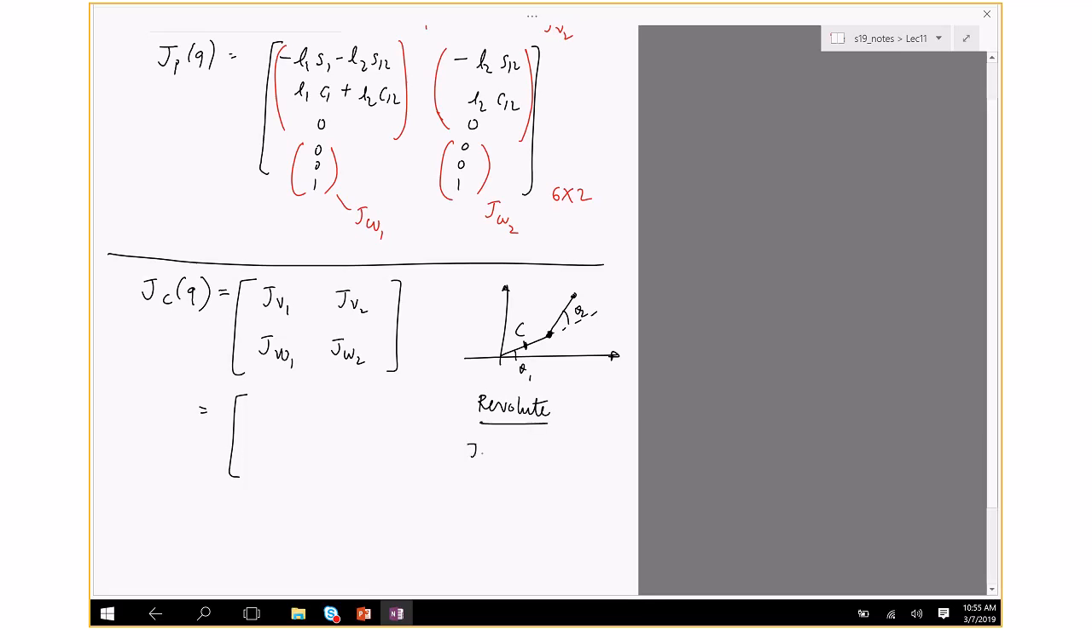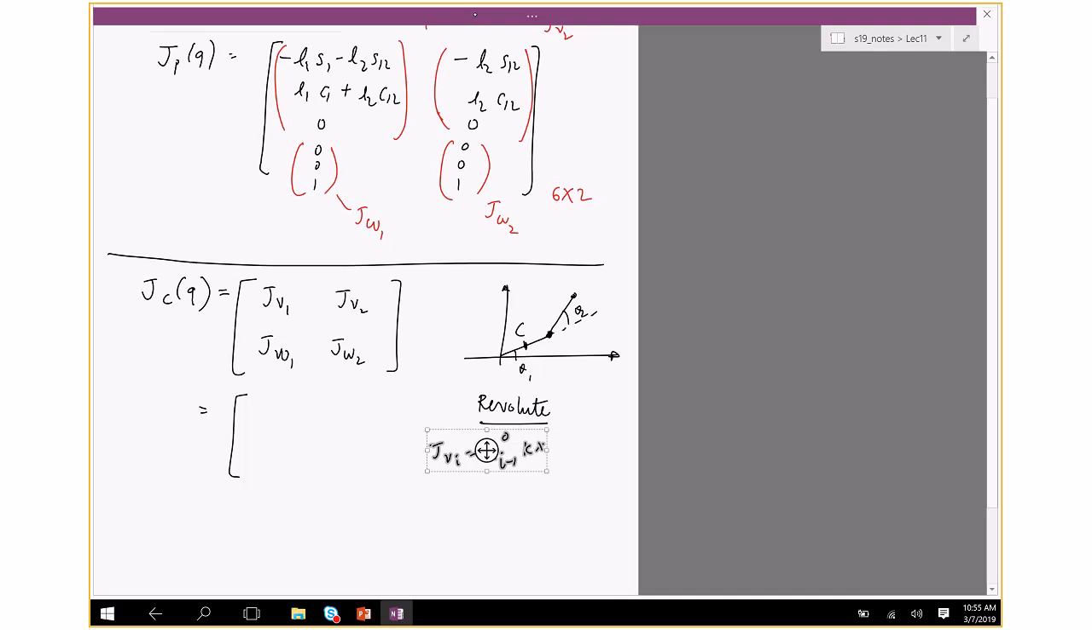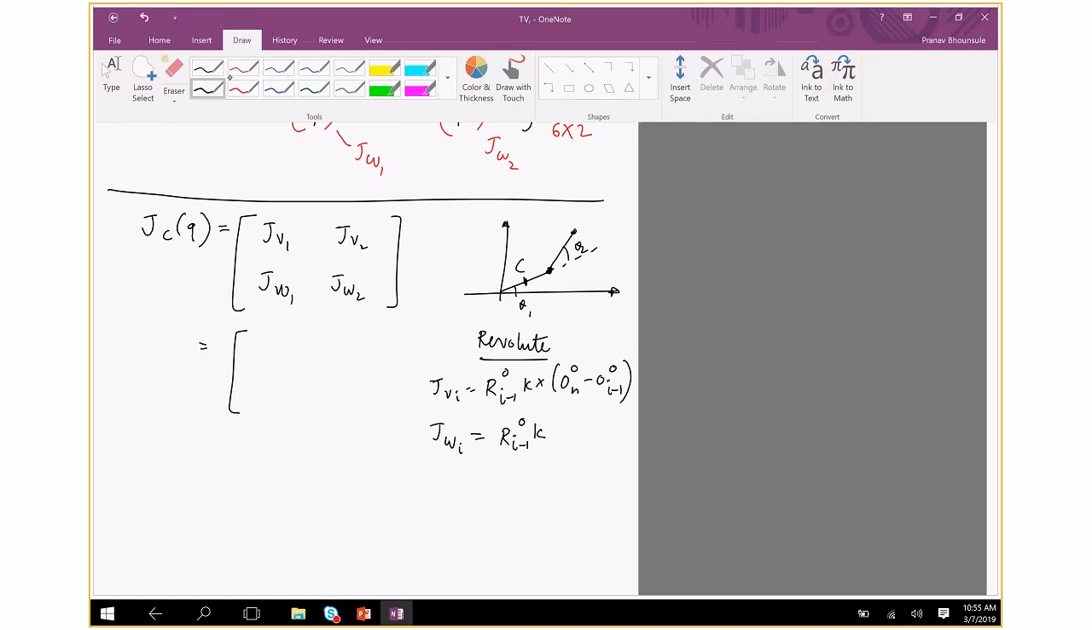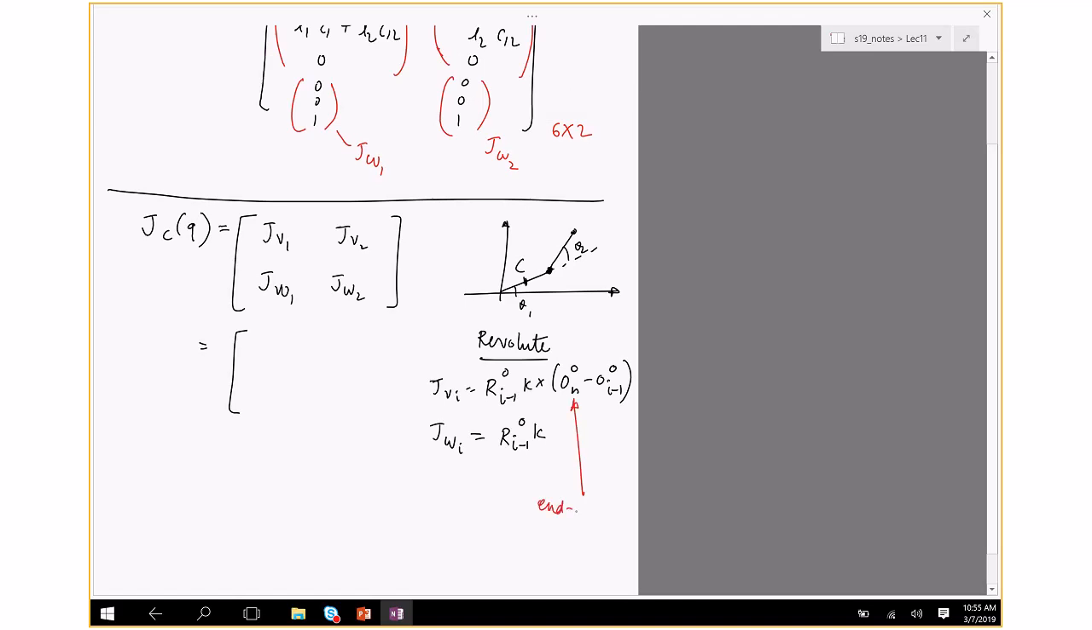For a revolute joint, we've seen that JVi is R i minus 1, 0, K crossed with O n 0 minus O i minus 1, 0, and then J omega i equals R i minus 1, 0, K. Now, one thing you want to remember is when we derived the formula for the Jacobian, this was for the end effector. That is, we are finding the Jacobian of the end effector. In this case, we are not told to find the Jacobian of the end effector, but of some point on link 1, C. So what will happen is this thing over here will be replaced with the point of interest. For the end effector, that's fine, but in this case, it's going to be the position of C.